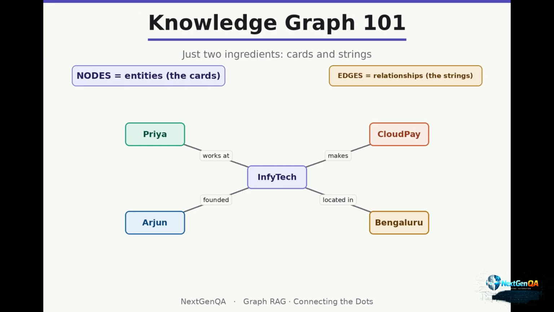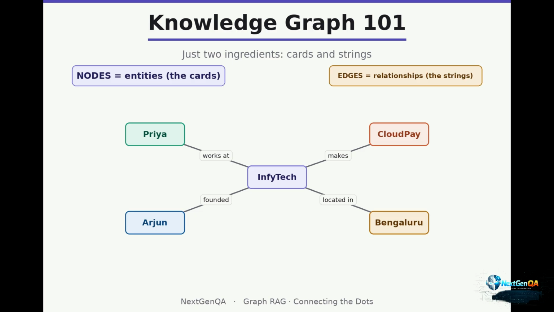Knowledge graph. A knowledge graph has just two ingredients. That's it. Nodes and edges. Nodes are the pinned cards. Each node is a real thing from your documents: a person, a company, a place, a product, an event. In graph language, a node is called an entity.